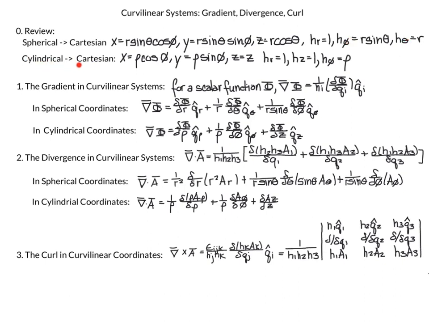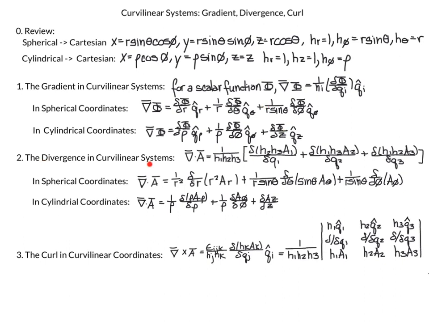Then we have our cylindrical to Cartesian coordinate conversions with our r, z, and phi scaling factors. Then we'll talk about the gradient in curvilinear systems. For a scalar function phi, the gradient is equal to 1 over the scaling factor times the partial derivative of phi with respect to the ith coordinate, in the ith coordinate direction. And then we have that worked out for spherical coordinates and cylindrical coordinates.